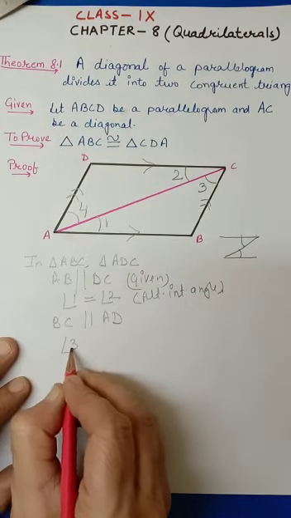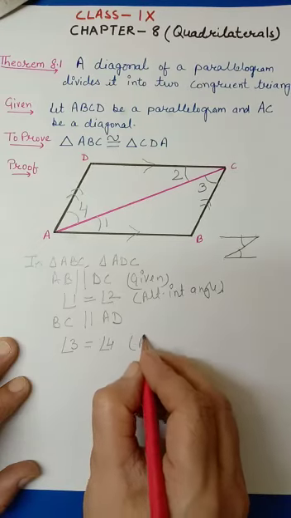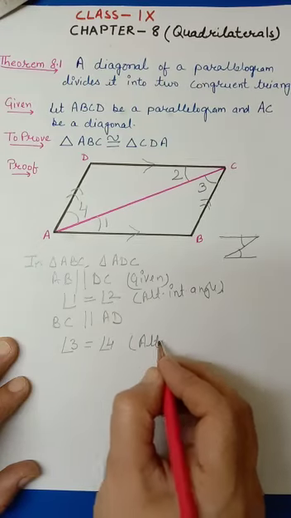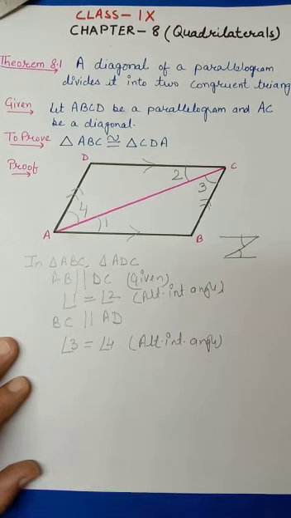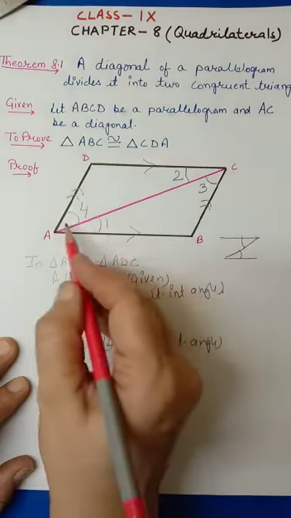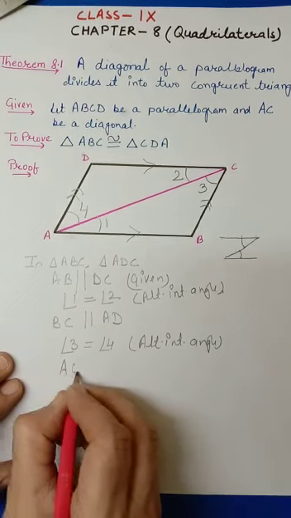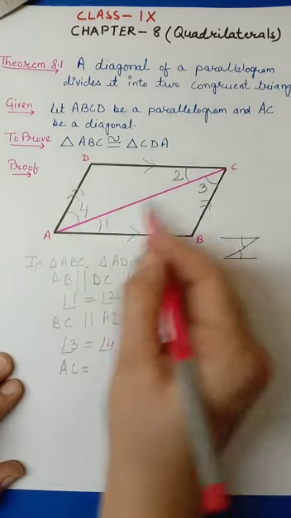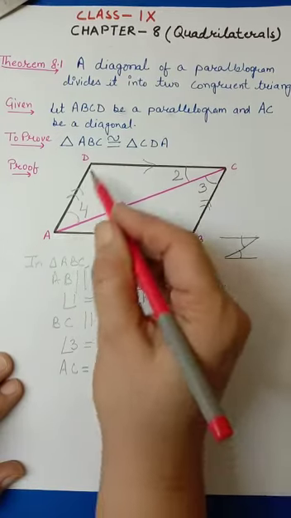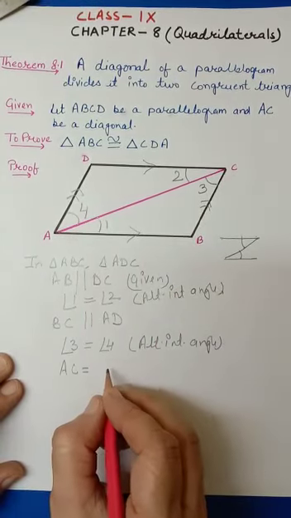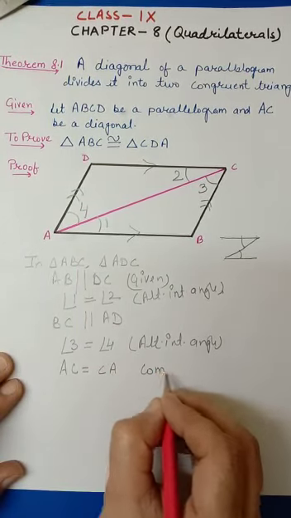Let me write down this. Angle 3 is equal to angle 4 due to the same reason, alternate interior angles, and AC is equal to AC, common. So we can write AC is equal to AC in triangle ABC, but if I am taking here triangle ADC, we can write CA, both are one and the same thing, CA common.